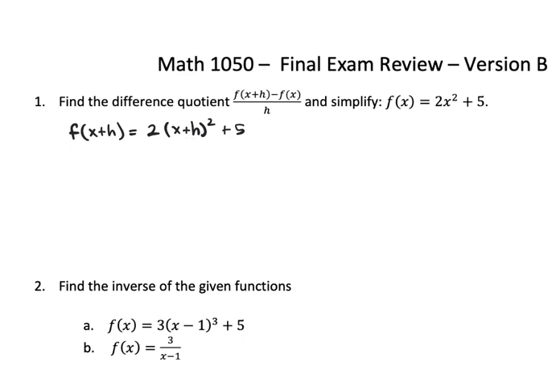X plus h squared, remember, means x plus h multiplied with another x plus h. Multiply x plus h parentheses together, and you have x squared plus 2xh plus h squared. And then distribute the 2.